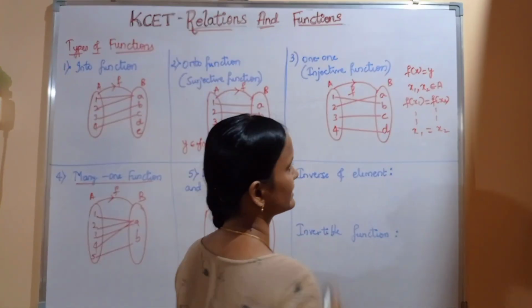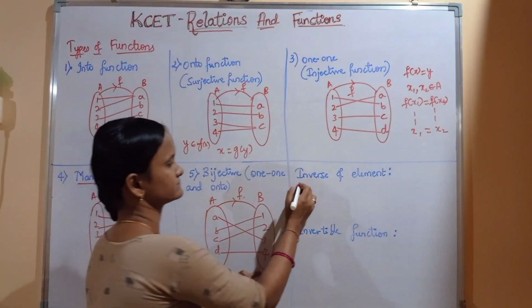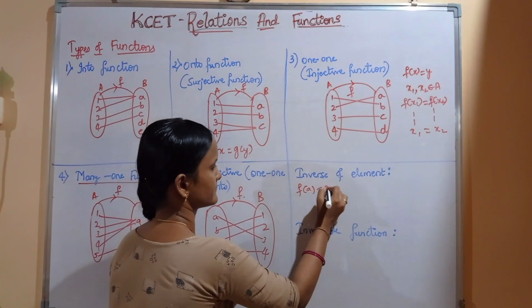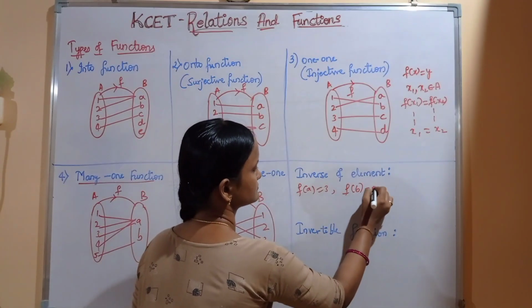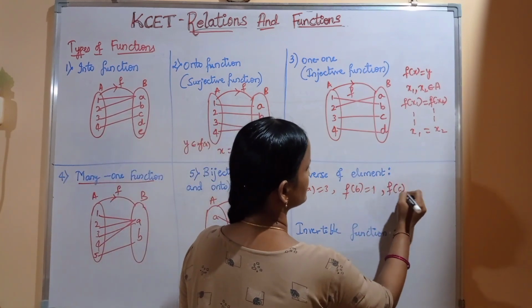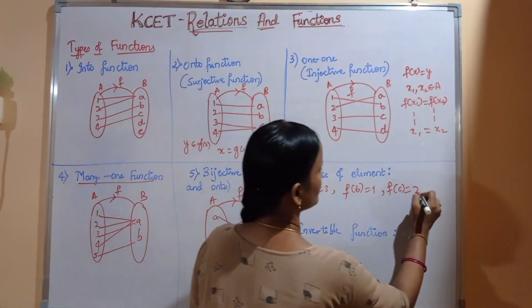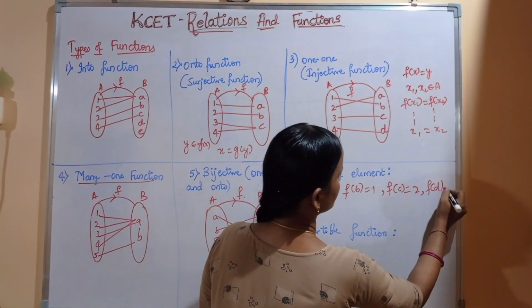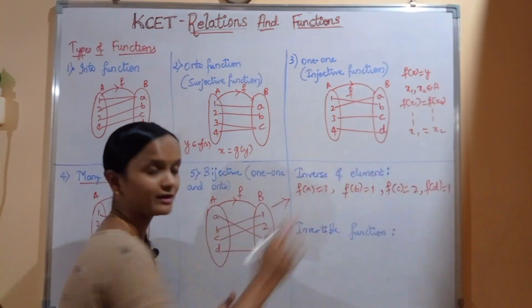Next, inverse of an element. For example, take here f of A is equal to 3, and f of B is equal to 1, and f of C is equal to 2, and f of D is equal to 1, right? By this example, I took these values.